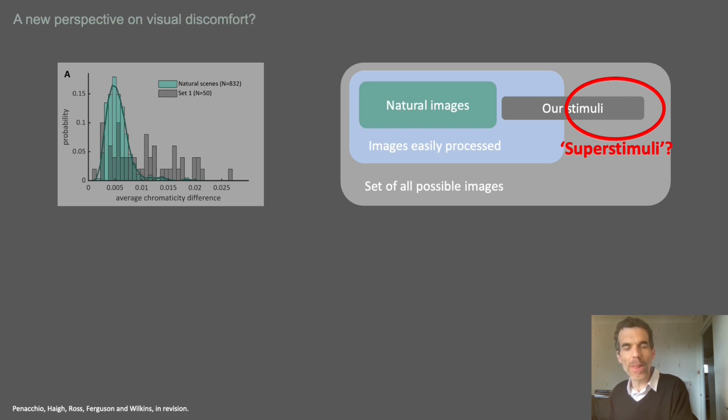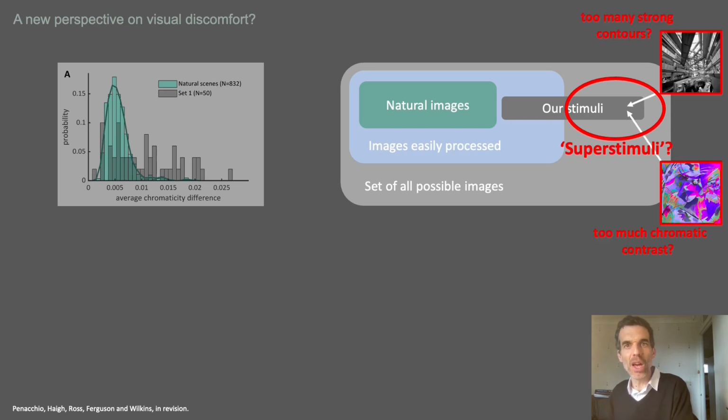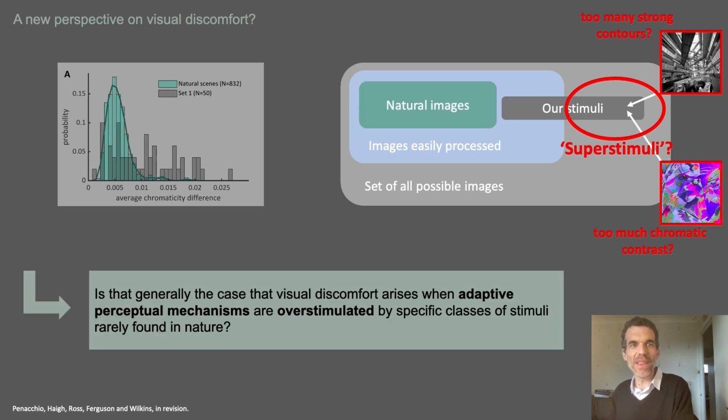The uncomfortable stimuli are somehow exaggerated versions of fruit against foliage. Or in the building experiment, these images of buildings made with modular construction, full of stripes, are exaggerated versions, maybe, of strong contours. So this raises the question of whether it is generally the case that visual discomfort arises when adaptive perceptual mechanisms are overstimulated by specific classes of stimuli rarely found in nature. But this brings me to the conclusion.